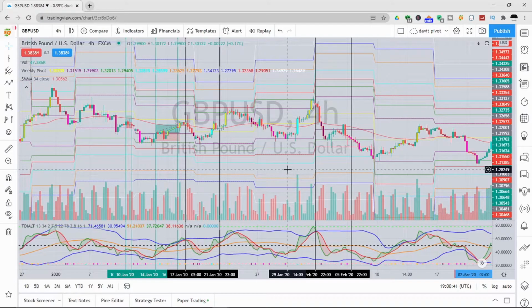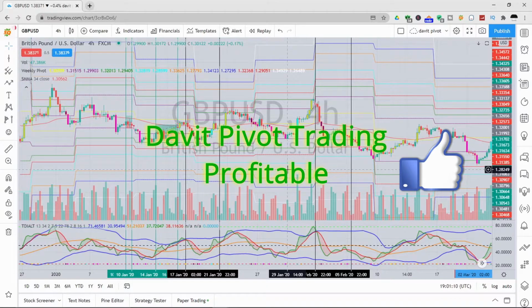So all in all, the accuracy of the 24 trades was about 66%. Okay? And it had a profit factor of 1.14. So that in itself gives you a very profitable strategy. So I do like Davit pivot.